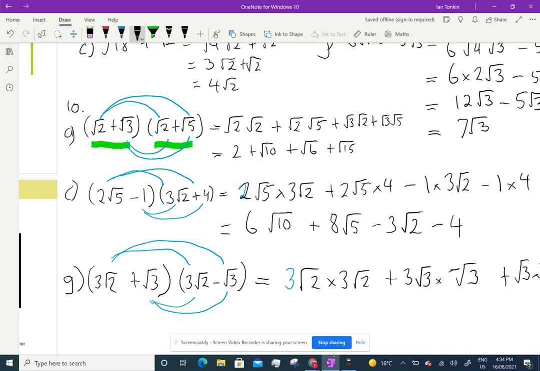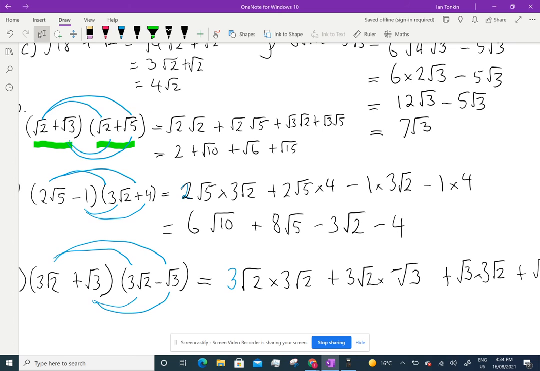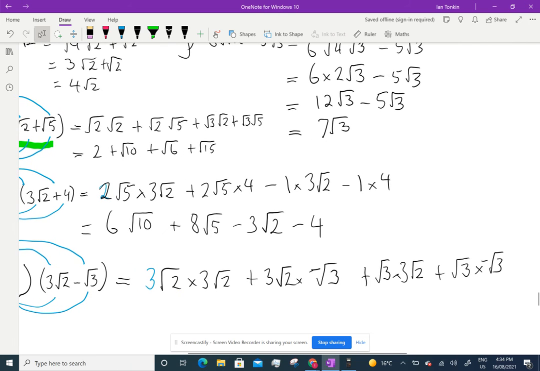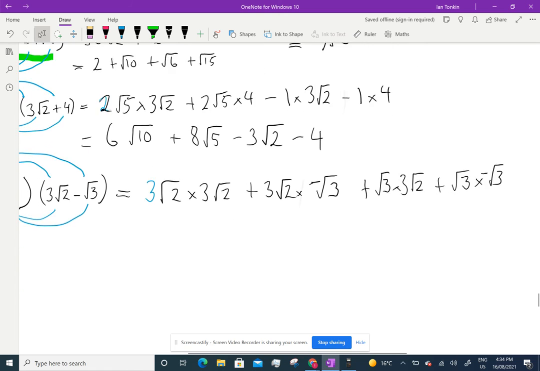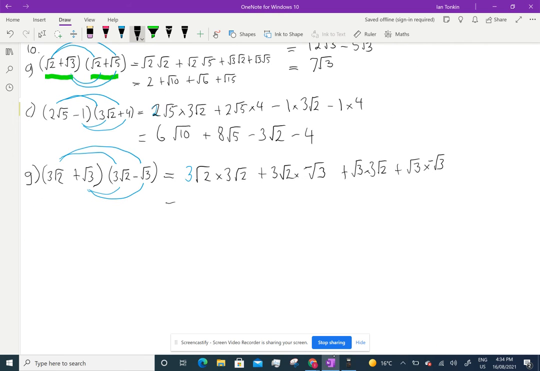The first times the first, 3 root 2 times 3 root 2. Oh, look at that, I've made a mistake even again. Look at that. 3 root 2 times negative root 3. Then I've got root 3 times 3 root 2. And then I've got root 3 times minus root 3. Okay, let's tidy it all up.